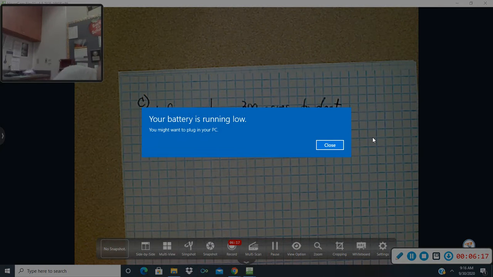Okay. Battery's running low, better plug it in or my computer goes dead. And lots of things are not working.